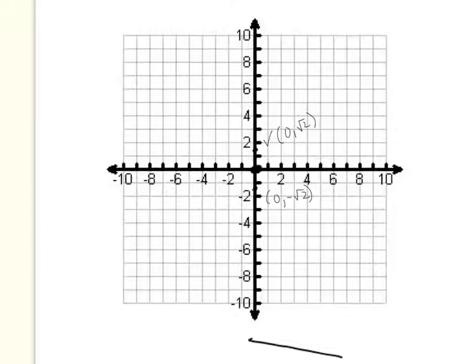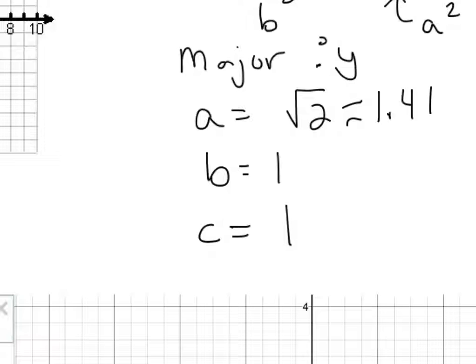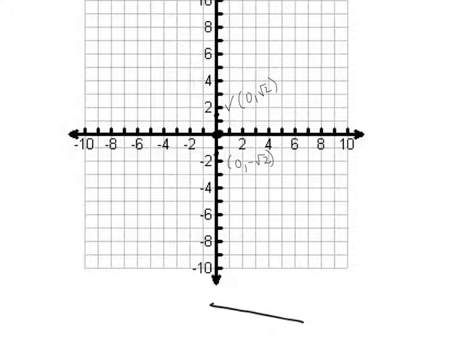Now B and C, if we recall, were 1. So my co-vertices would be 1 in each direction this way, so 1 there and 1 there. So there is my little teeny ellipse. This is a small one. The foci would be on the same axis as the vertices, so they would be there and there, 1 unit away. So my foci, if I wanted to write their coordinates, would be 0, 1, and down here the focus would be 0, -1. But again, it's really all just based on the distance, A, B, and C, from a given center point.